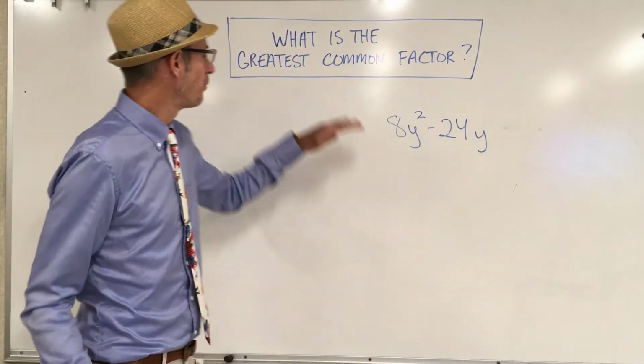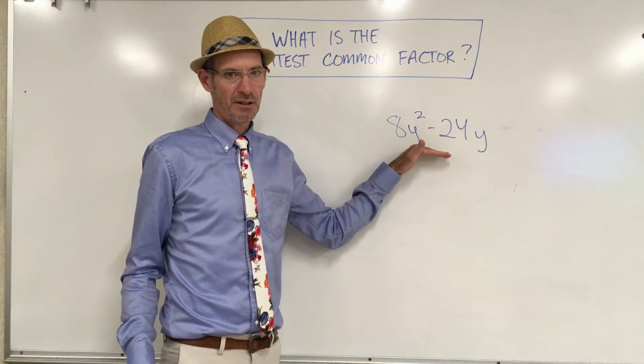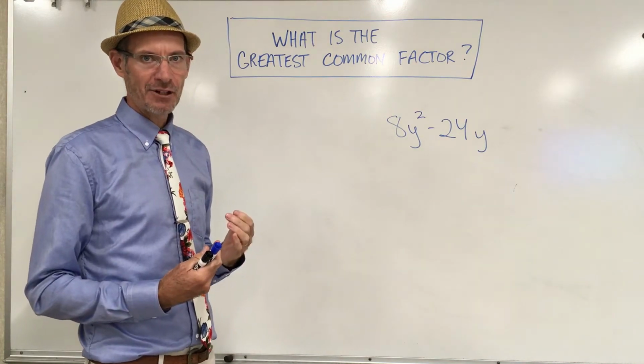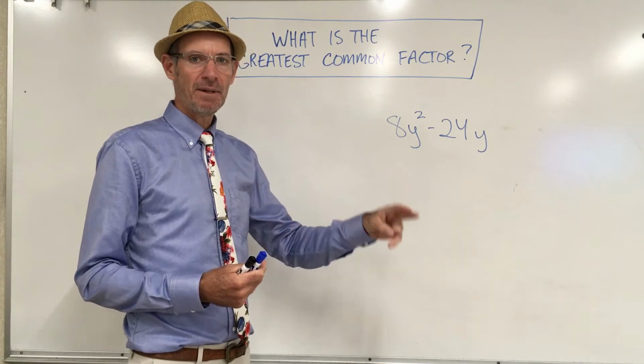All right, on this problem, we're going to find the greatest common factor, but we're going to change the terminology a little bit. Now we're going to say that we're taking out the greatest common factor. This is a problem where we're doing the exact opposite of the distributive property.